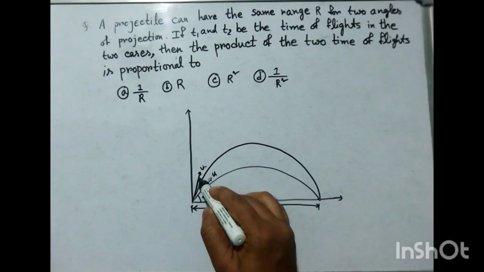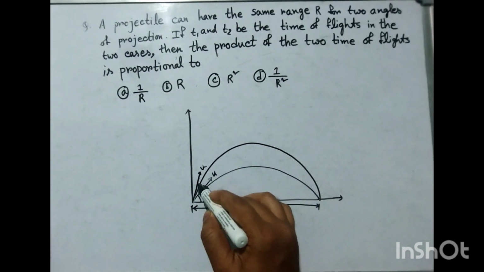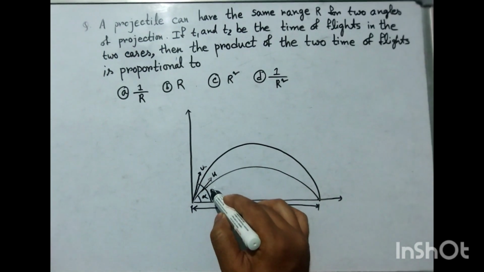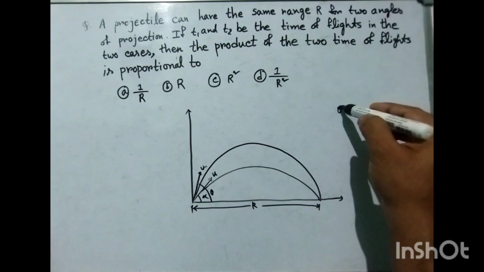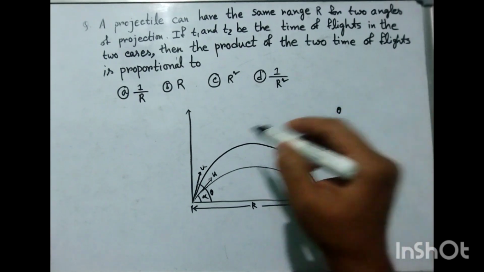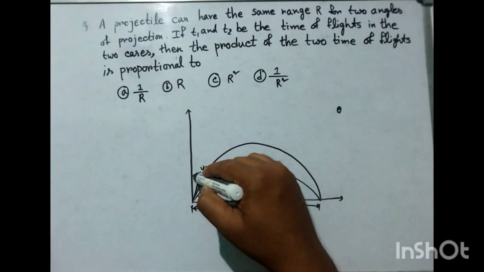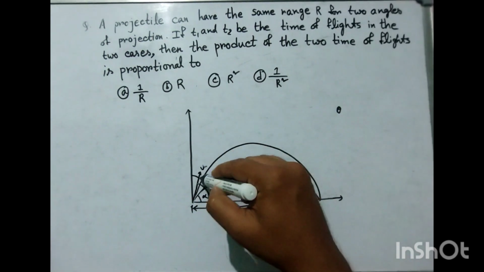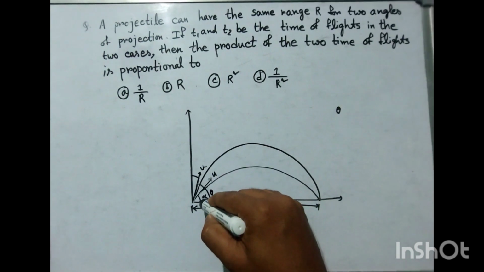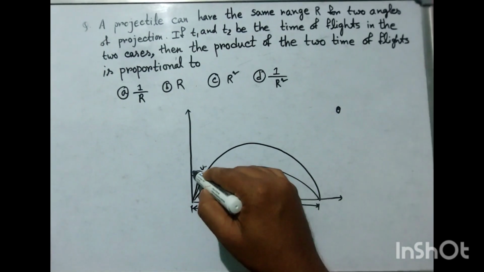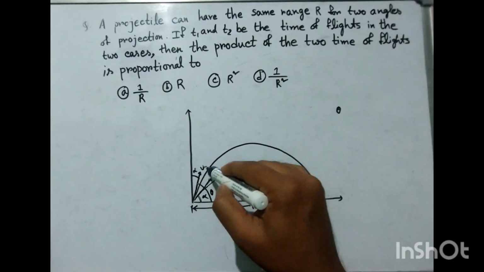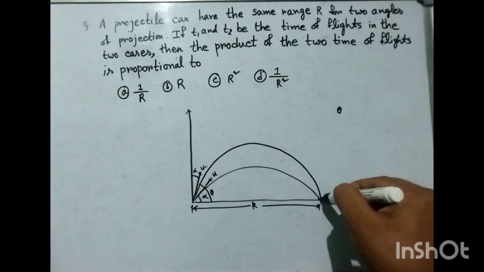Do you know what this angle theta will be? Do you know the value of theta? We have studied it in a problem. The condition is, if this is alpha from the horizontal, then this should be alpha from the vertical, and then also it will reach the same point.